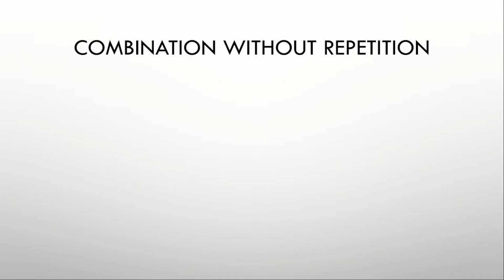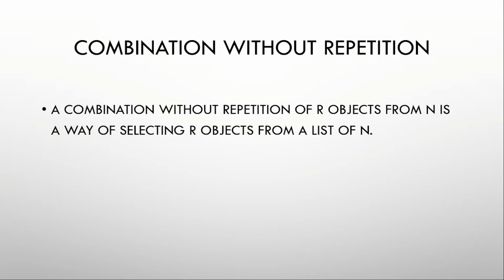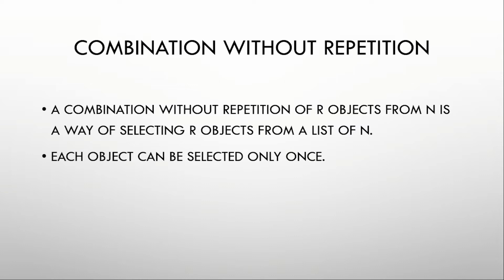So let's proceed with combination without repetition. It says here that a combination without repetition of r objects from n is a way of selecting r objects from a list of n. Each object can be selected only once, because it is without repetition. So the formula that we are going to use is the combination of n taken r is equal to n factorial divided by r factorial multiplied by the quantity of n minus r factorial.